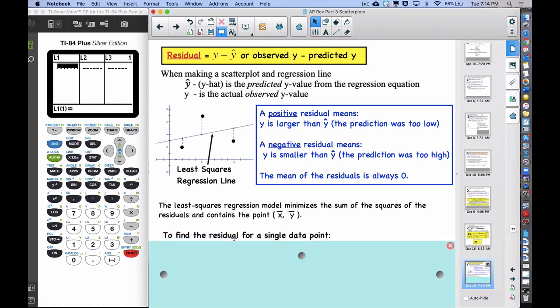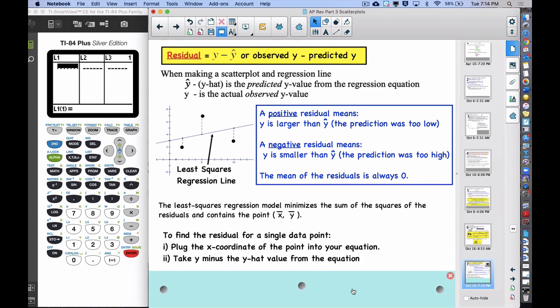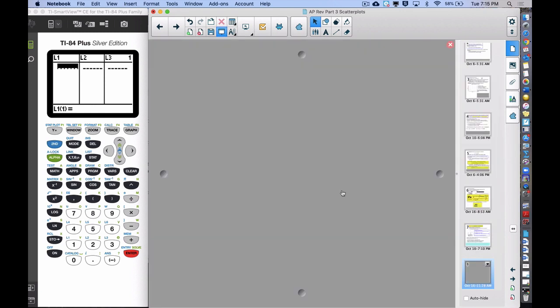Now, if you're ever asked to find the residual for a single data point, we'll talk a little bit later about how you can get all of the residuals and look at that list of residuals. But if you ever need the residual for a single data point, you would need to plug in the x coordinate of the point you're looking for into your equation, which will give you the y hat value. Then you take the y, so we started with some point, maybe the point 3 comma 5. Now you would take the y coordinate, the 5, and you would subtract the y value you got when you plugged that x into your equation. So that's if you have to find a residual for a single data point. And we'll look at an example here a little bit later.